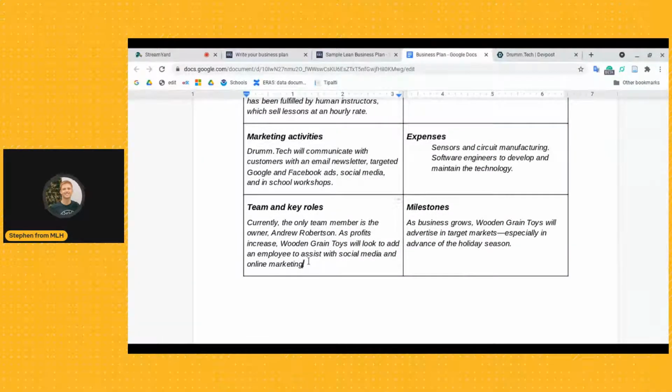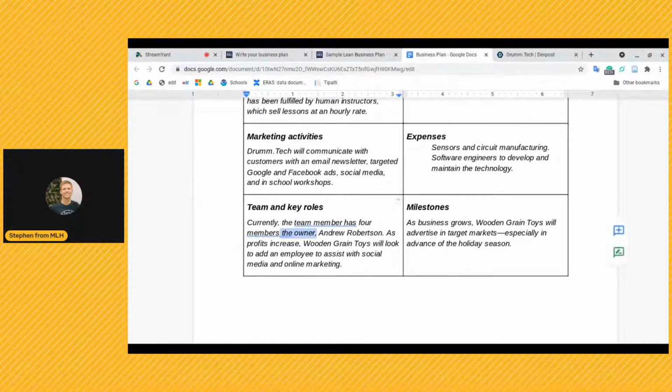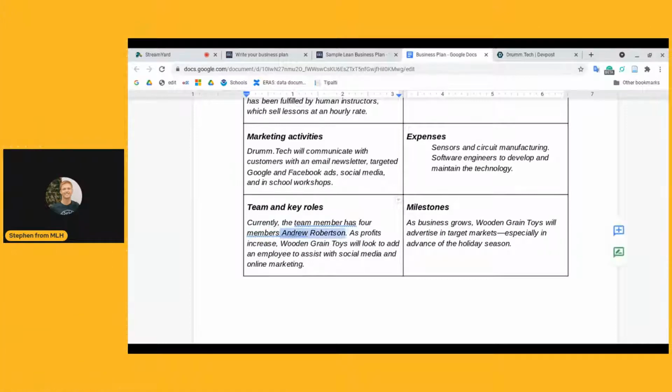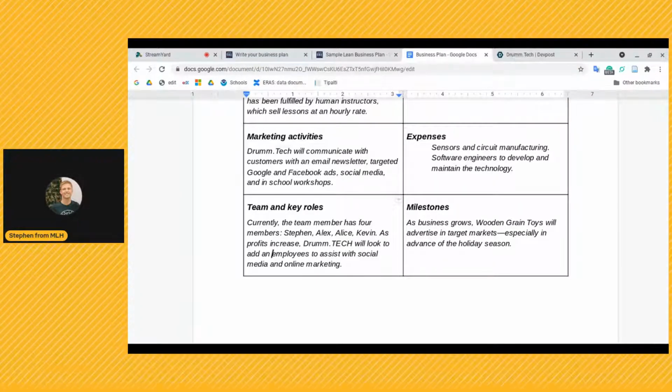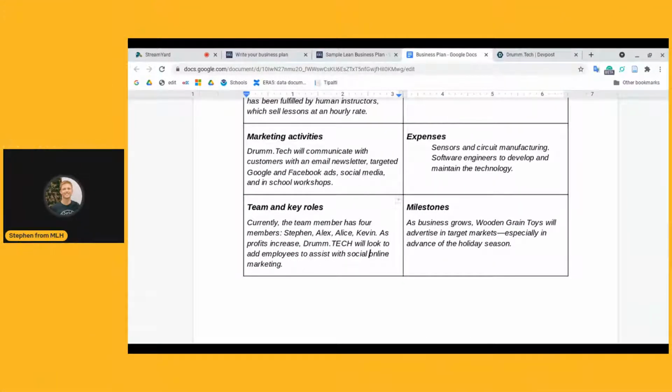And we have a team and some key roles. So I would say currently the team has 4 members. And actually my team had a bunch of members. I'll not really name them too much here, but as profits increase, Drum Tech will look to add employees to assist with marketing and technological development, I could say.